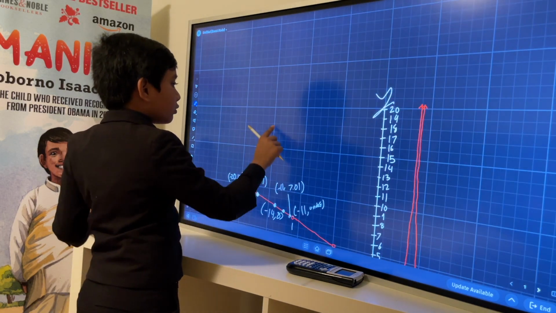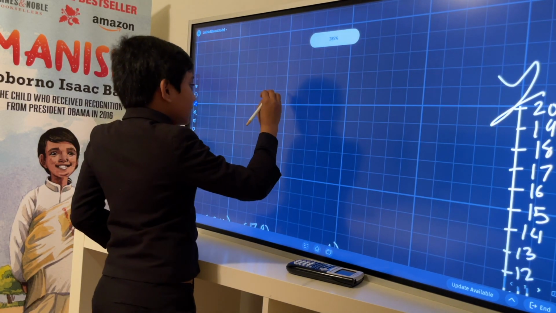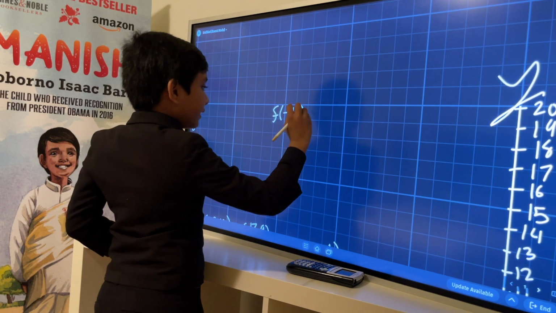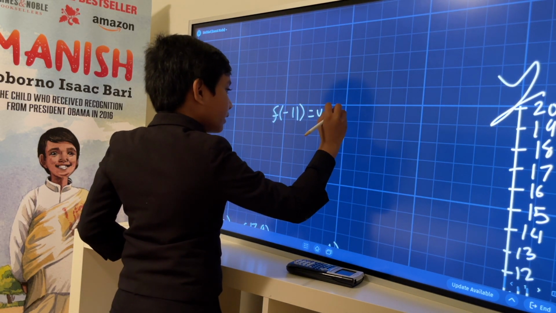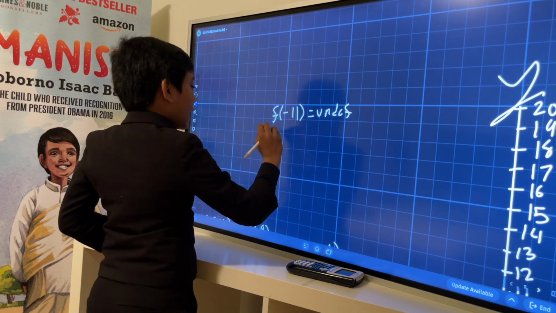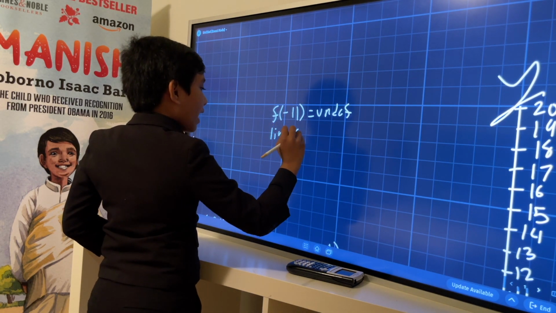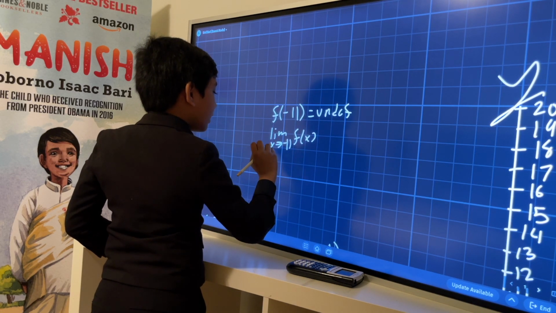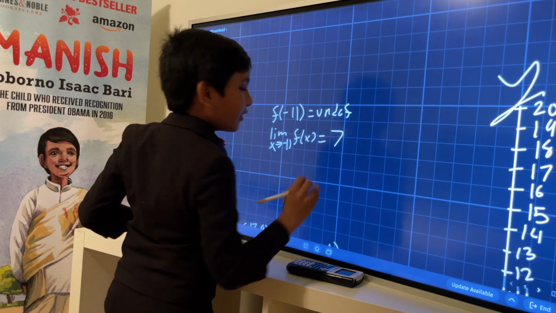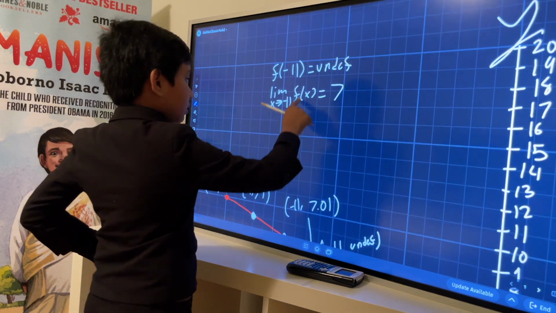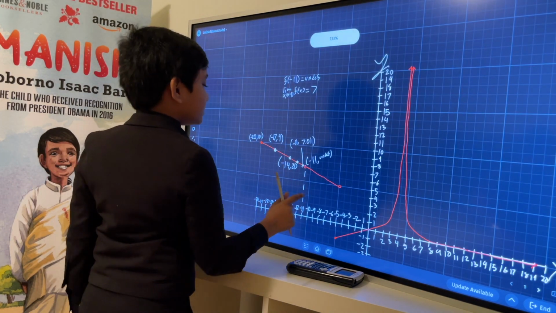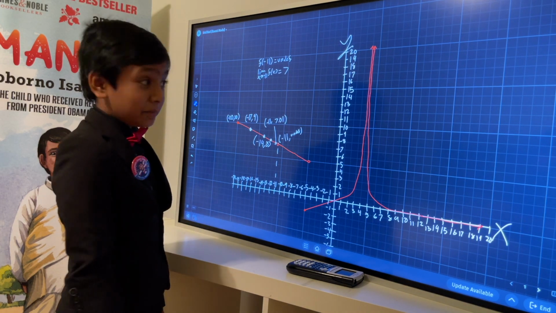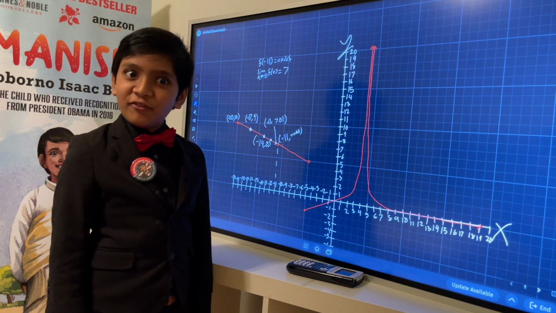So, what do we say? Well, even though if we take f of negative 11, it's going to be undefined, the limit of f as x approaches negative 11 will be equal to 7. So, this is what a limit is. But that's just a two-sided limit. Get ready for some fun.